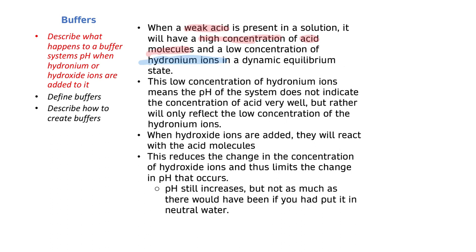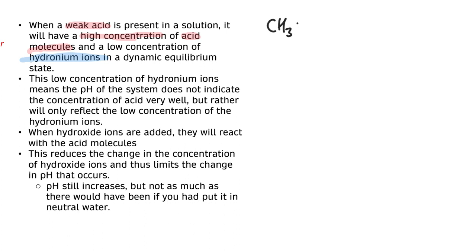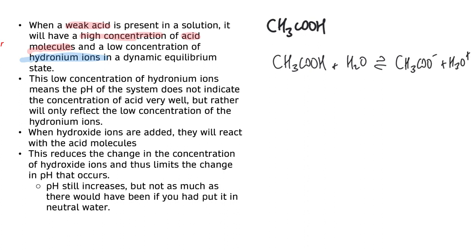So what does that mean? Let's take an example like ethanoic acid, CH3COOH. When that's present in solution, there is a high concentration of acid molecules because this will ionize with water and form CH3COO minus and H3O plus. But you need to remember that because it's a weak acid, there will be a high concentration of this, and a low concentration of these two things here, because it only partially ionizes. So lots of those ethanoic acid molecules, which we're calling acid molecules, and a low concentration of the hydronium ions.